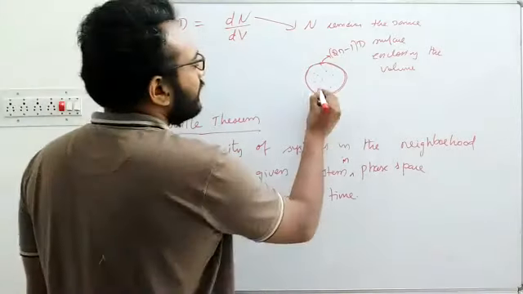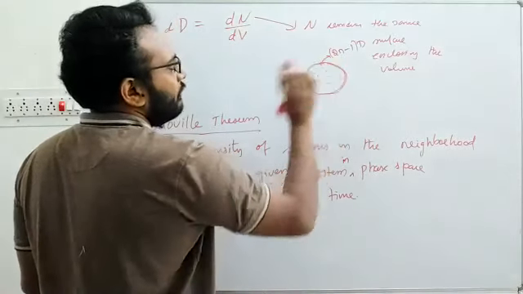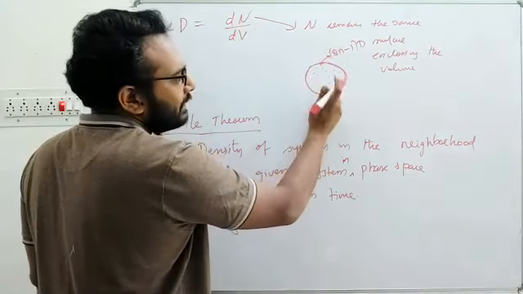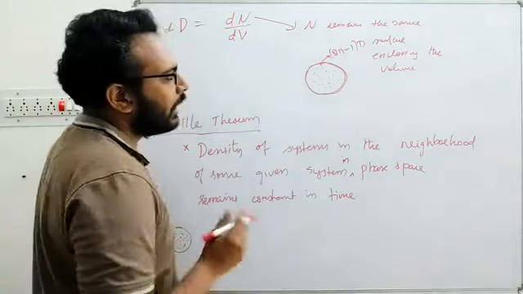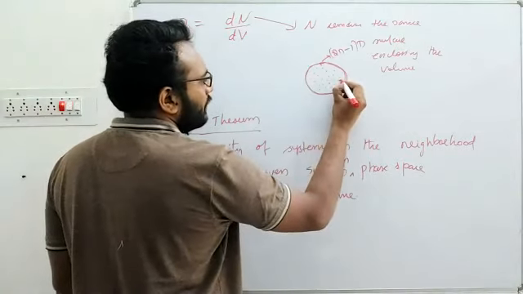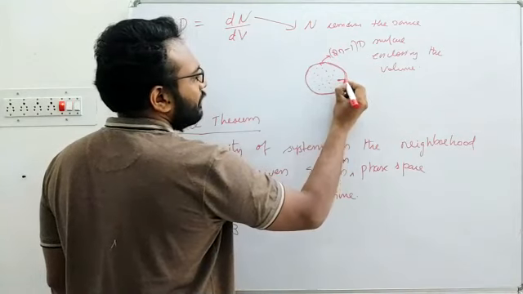Now we are saying that if you take any volume like that, the number of representative points inside this volume remains the same. How do you argue this? It's easy to argue. Imagine that this representative point is getting out.